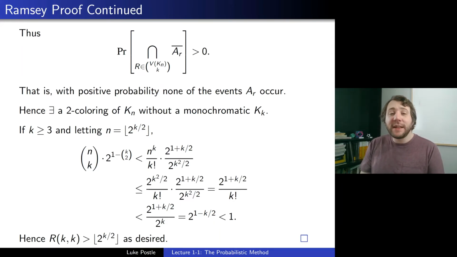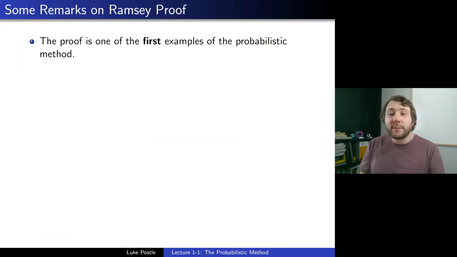Maybe you've seen that before. We'll move on to some remarks on it. The proof is one of the first examples of the probabilistic method, as mentioned, developed kind of in the 1940s.